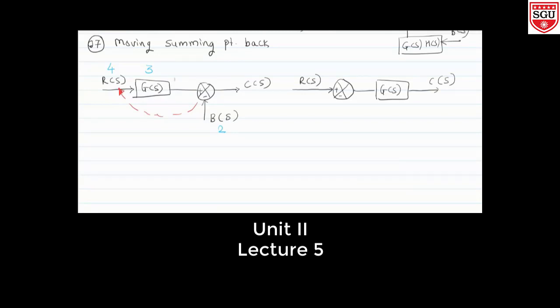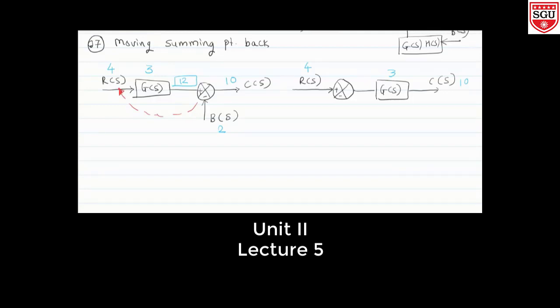After G of s, what will be the value here? 12. It will be 12. Then 12 minus 2, yes, correct, 10. Output is 10. I will write here: it will be 12, and here 12 minus 2, 10. I want the answer as 10. R of s is equal to 4, G of s is equal to 3, which is the same.